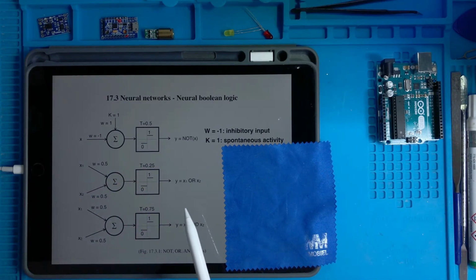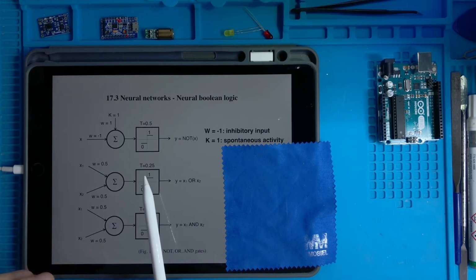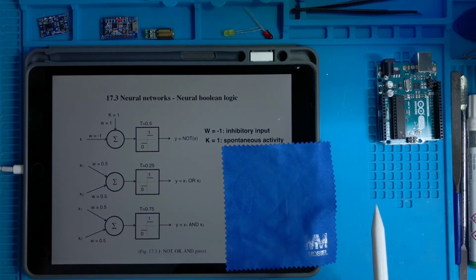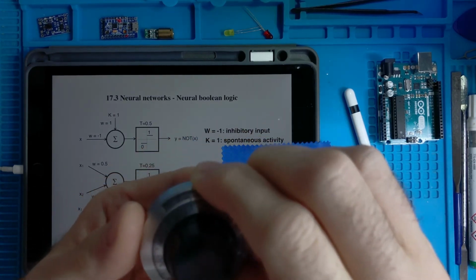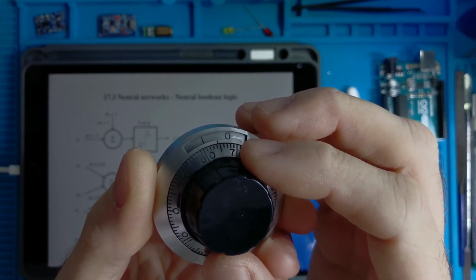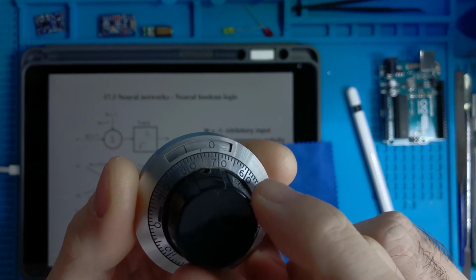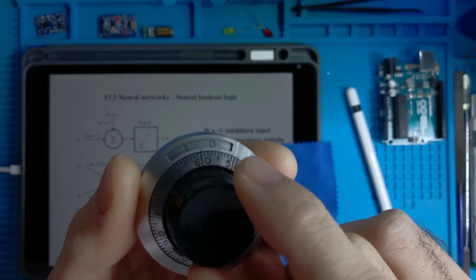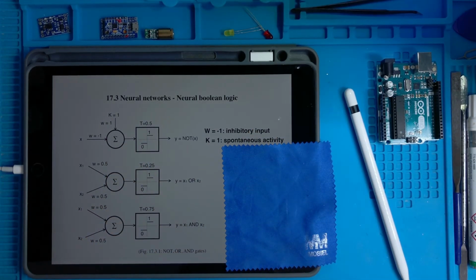So all the rest is the same. The building blocks are the same. The weights are the same. The only thing that changes is the threshold. So it means that if you put it at 0.25, you have an OR gate. But if you increase it and you go to 0.75, you have an AND gate. And the question is, if I modulate this threshold in between, what do I have? Of course it's possible to do this. And then we will discover that we will go beyond the Boolean logic.